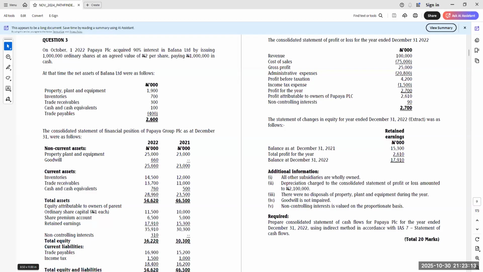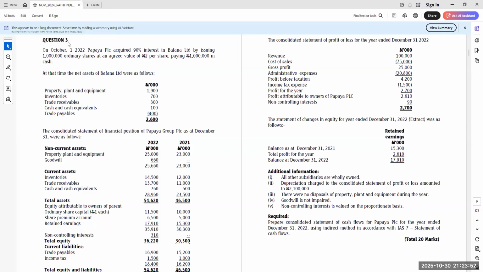inventories, trade receivables, cash and cash equivalents, trade payables. The consolidated statement of financial position of Papaya Group PLC as at December 31st were as follows. Non-current assets, property, plant and equipment, goodwill. Under the current assets, we have inventories, trade receivable, cash and cash equivalents. Then under the total assets, we have equity attributable to the owners of parent, ordinary share capital at 1 naira each, share premium account, retained earnings, non-controlling interests, total equity.